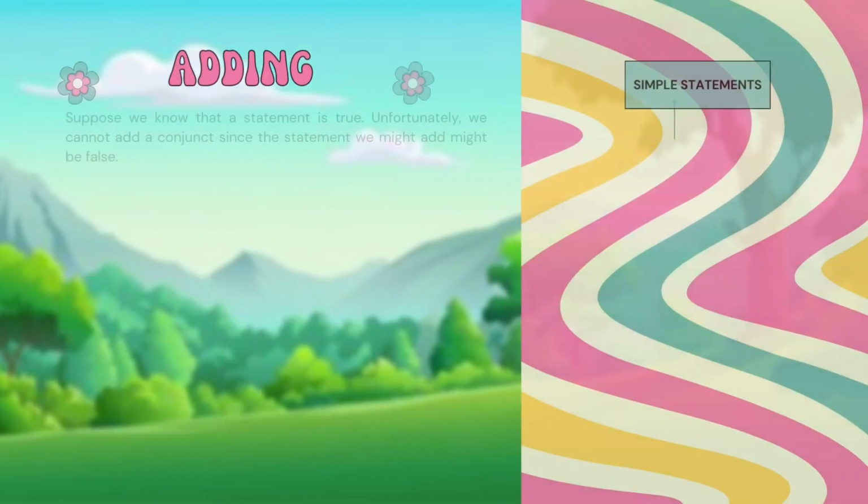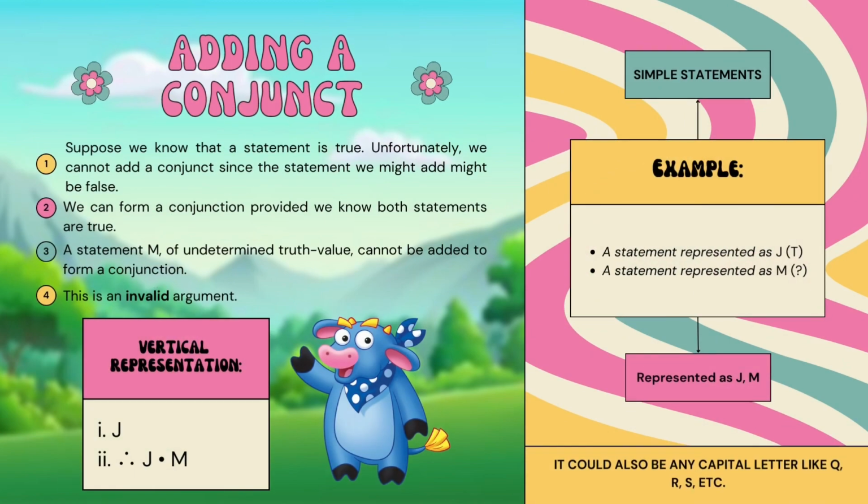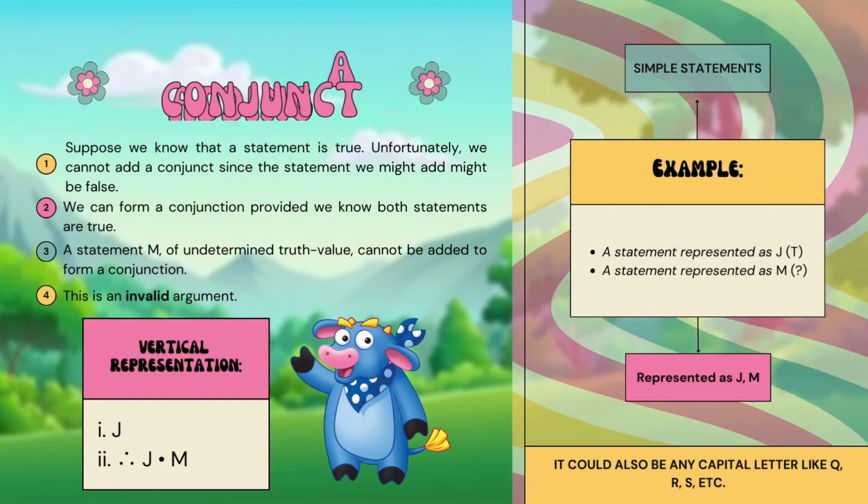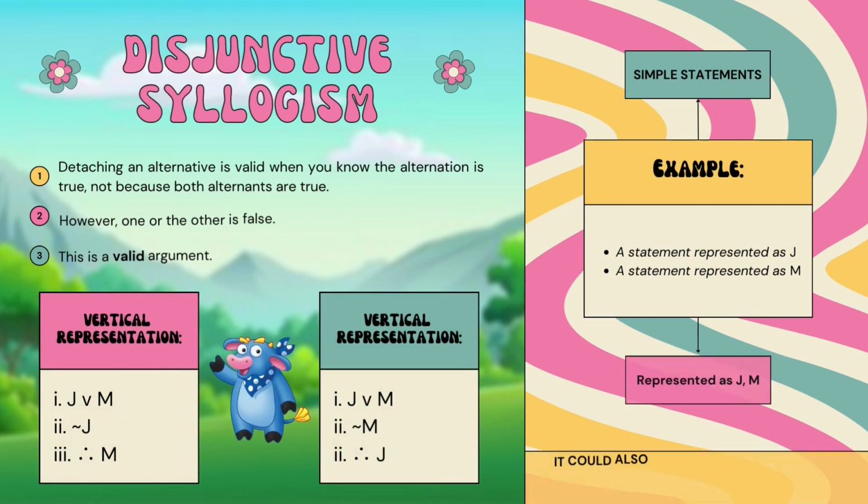Next, suppose we know that a statement is true. Unfortunately, we cannot add a conjunct since the statement we might add might be false. So, suppose J is true. Then the first premise is J, and conclusion is therefore J and M, which is an invalid argument. This is called adding a conjunct. A statement M of undetermined truth value cannot be added to form a conjunction. Let us proceed with an argument called disjunctive syllogism.